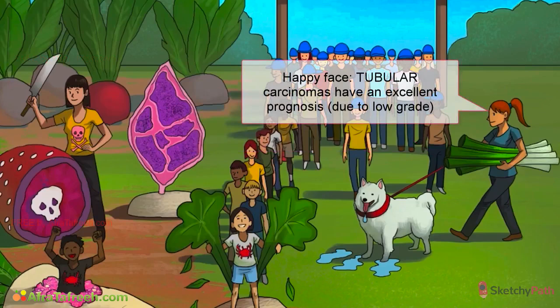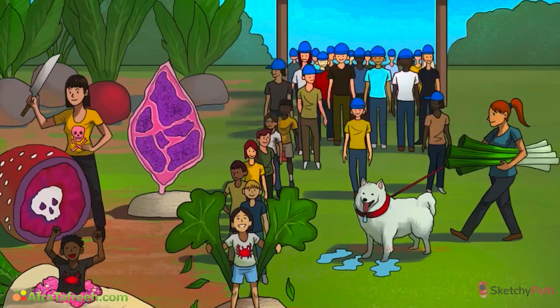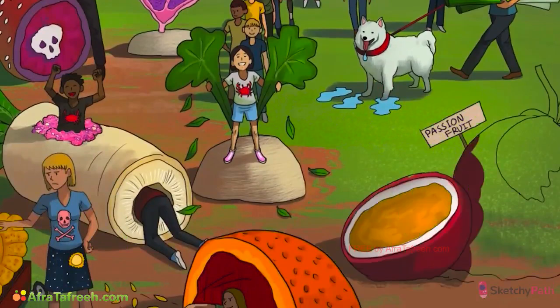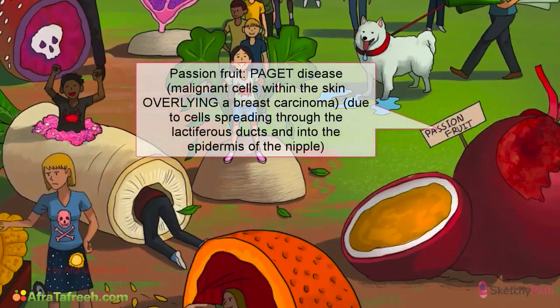Let's finish up with one last super interesting presentation of breast cancer: Paget disease of the breast. In Paget disease, malignant cells spread from an underlying carcinoma through the lactiferous ducts and into the contiguous skin of the nipple without crossing the basement membrane. In other words, think of Paget disease as a special DCIS extension of the underlying invasive carcinoma.